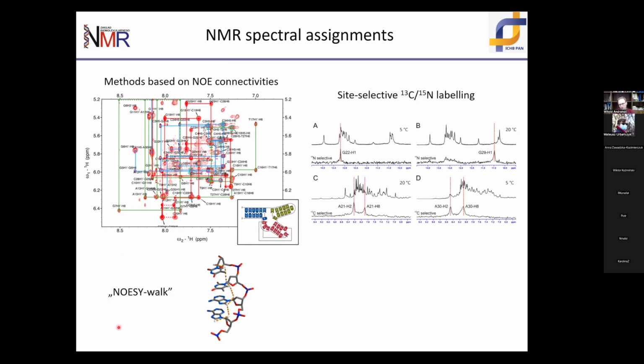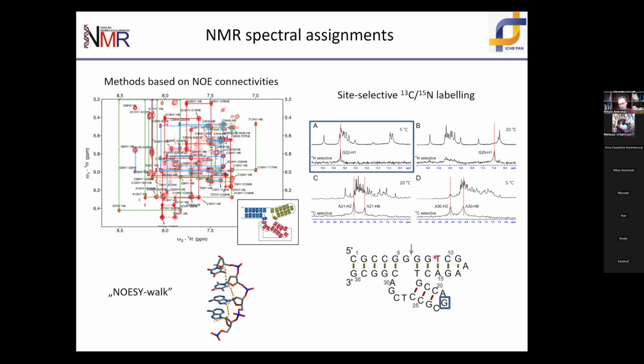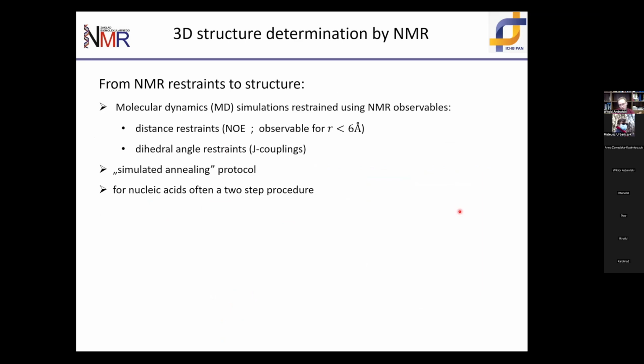That's why for key residues, we also used site-specific carbon and nitrogen labeling, but this was quite work intensive because for each one of these, we actually had to make a new construct of the system. For example, to assign the imino proton of this guanosine, we needed a new construct where we labeled this guanosine. To assign the aromatic proton of this adenosine, we needed a new construct, and so on and so on. However, it was worth it because it was important to say that even in these unpaired regions, we can get accurate assignments.